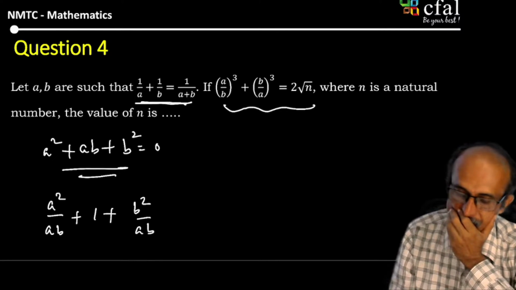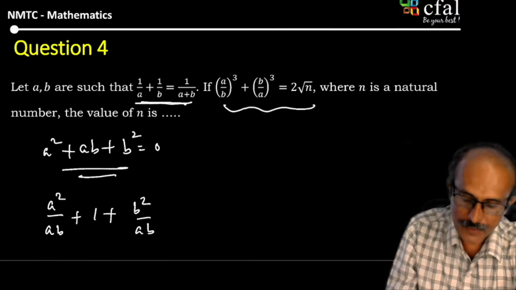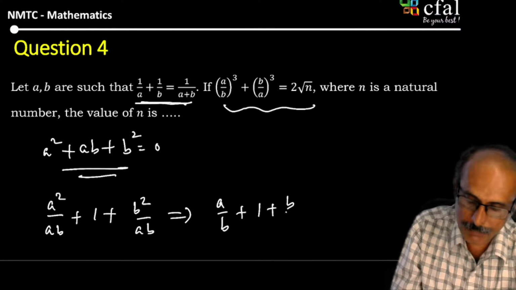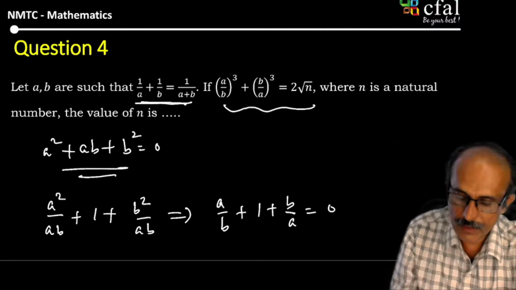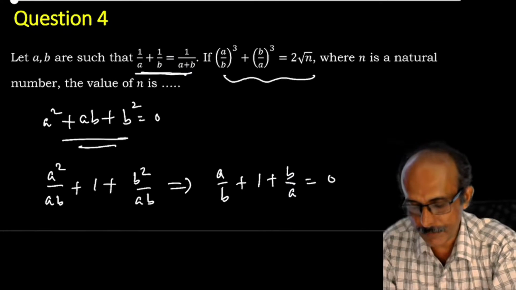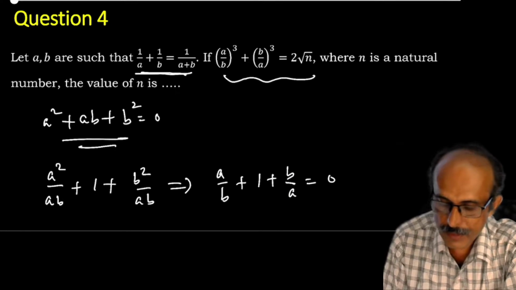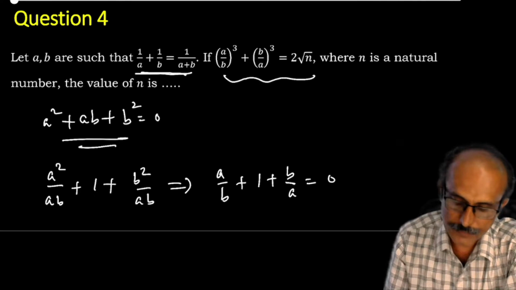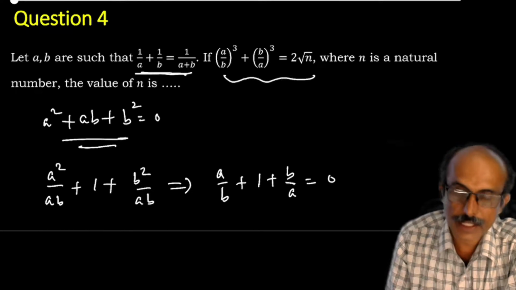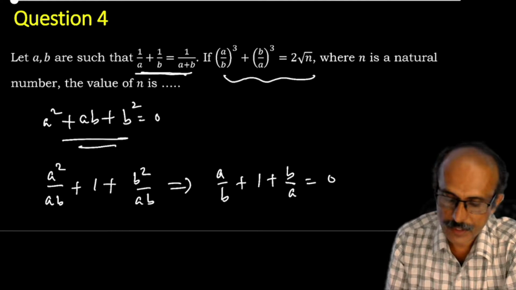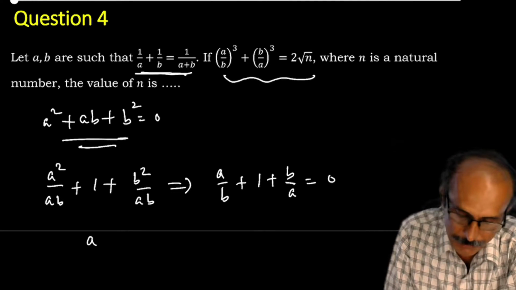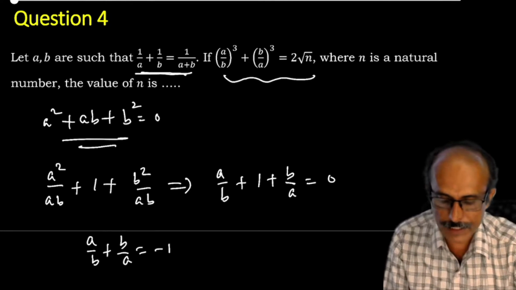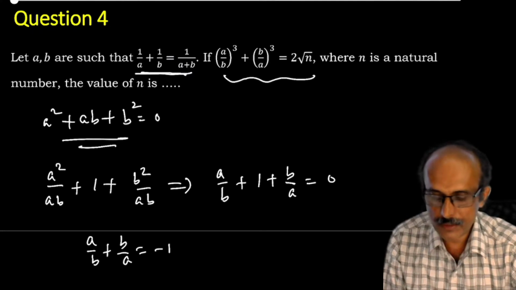Yes, sir. So a/b + b/a = -1. It becomes a/b + 1 + b/a = 0, right? Bring -1 to the other side: a/b + b/a = -1, and then the whole cube. Let us try. So you mean to proceed like this: a/b + b/a = -1, then cube it on both sides. Just try it out.